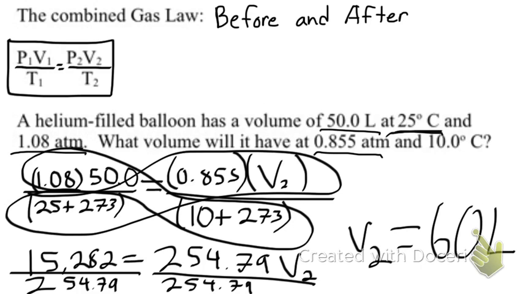However, 60 only has one significant figure, and the least number of significant figures we're given is in 25, so we need to have two significant figures. By adding a decimal point, we make that trailing zero significant, and now 60. liters is an appropriate final answer. Alright, that's the combined gas law. Come in if you have questions.